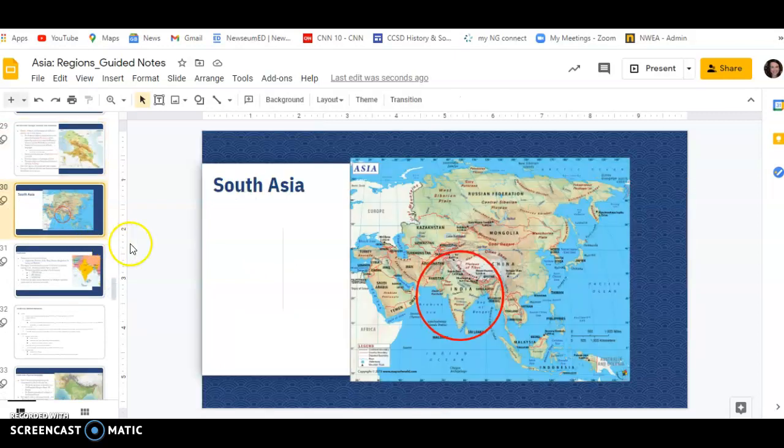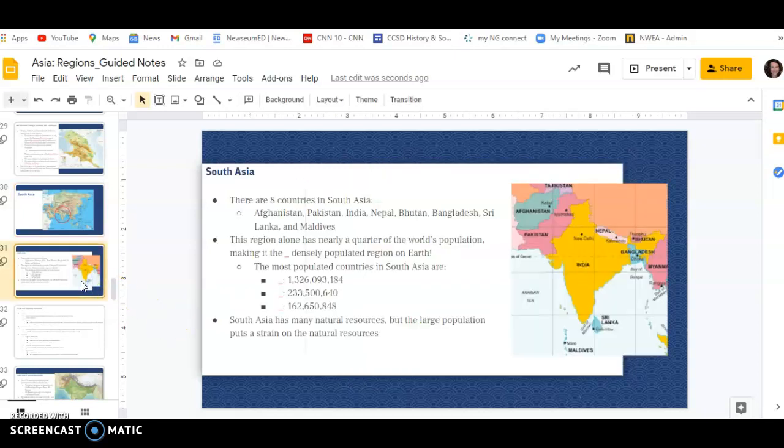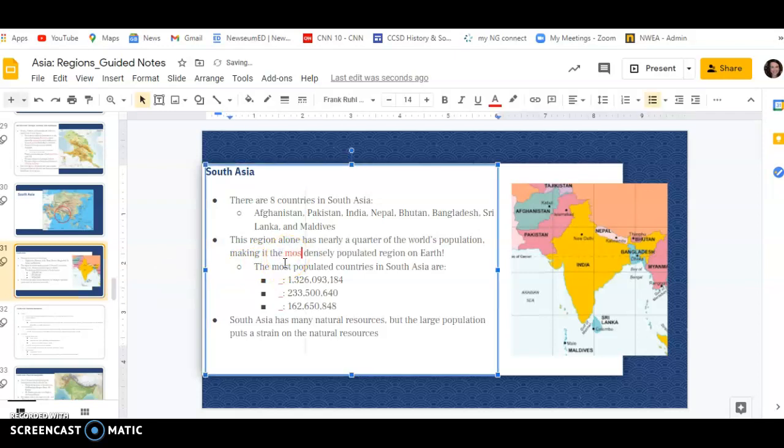So, we've now covered the western part of Asia. We're going to move on to South Asia. Again, moving our circle, focusing here. There are 8 countries in South Asia. This region alone has nearly a quarter of the world's population, making it the most densely populated region on Earth.